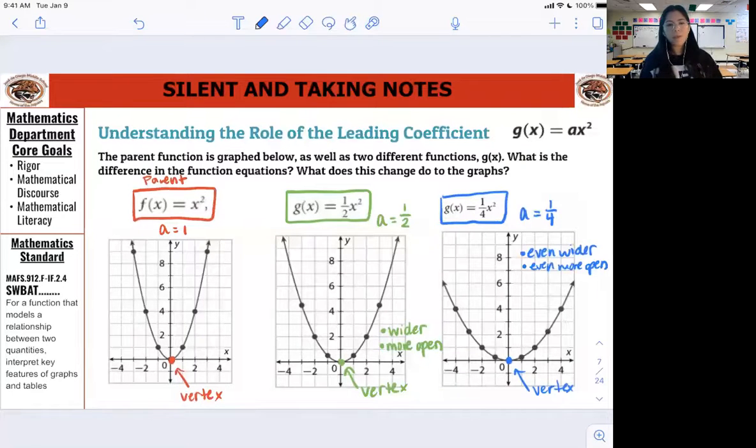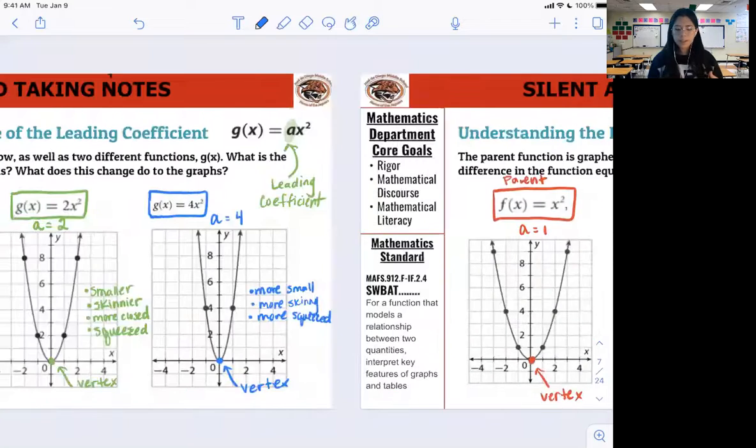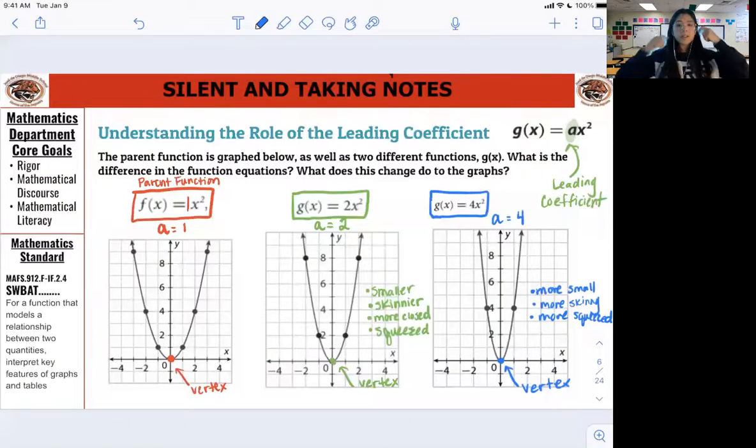So before I go on to the next slide, where I'm going to give you the definition, let's see if we can figure it out on our own. What seems to be the pattern? Why is the leading coefficient important? What does the value of A do to the graph? It determines how wide or how slim your graph is going to be. Exactly. That was so perfectly said, RL.